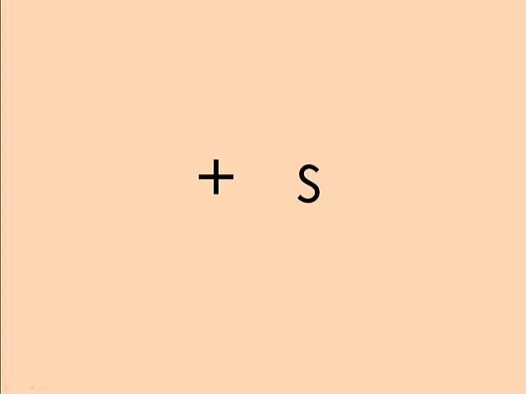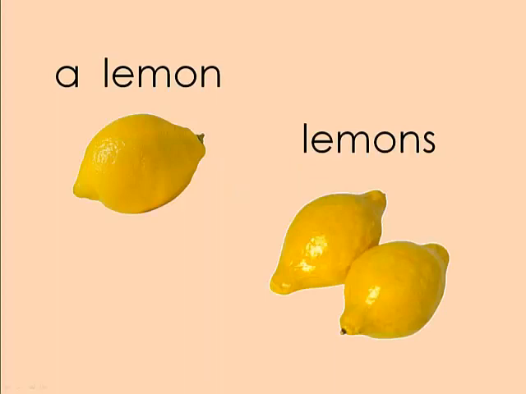The first rule, the one we use most often, is to add s to the end of a noun. So 1 lemon, a lemon. If we have 2 lemons or more, we put an s at the end, lemons.